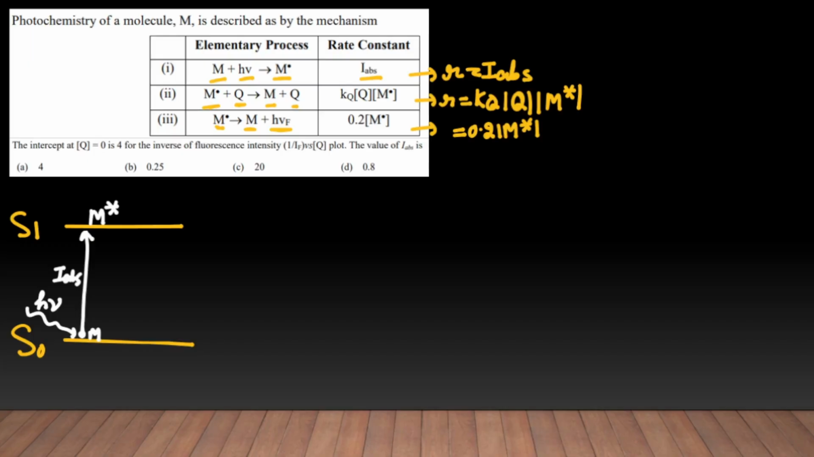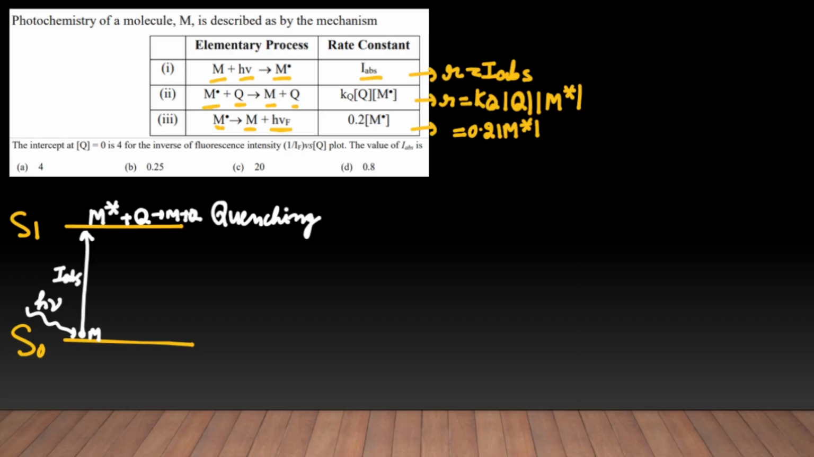Then this M star is coming in contact with some other molecule Q, giving us M and Q. This process that is taking place is called quenching. This is called the quenching, right? So the rate for this is also shown.